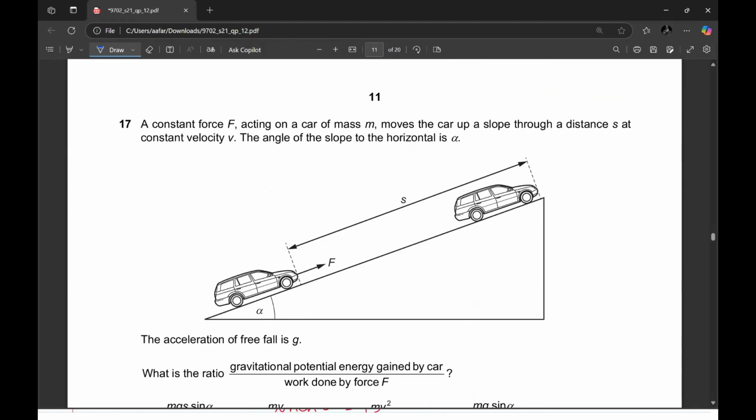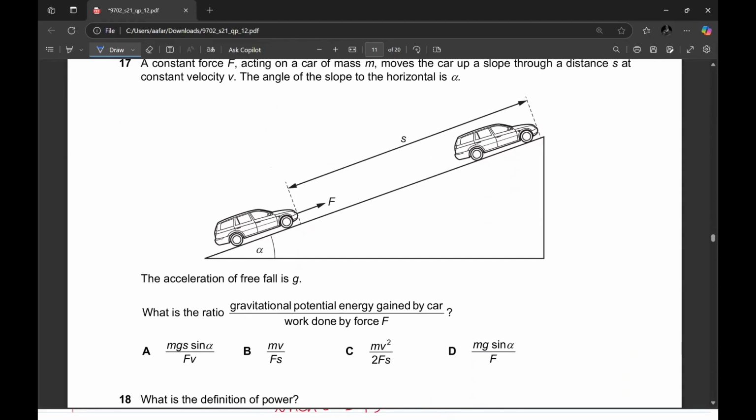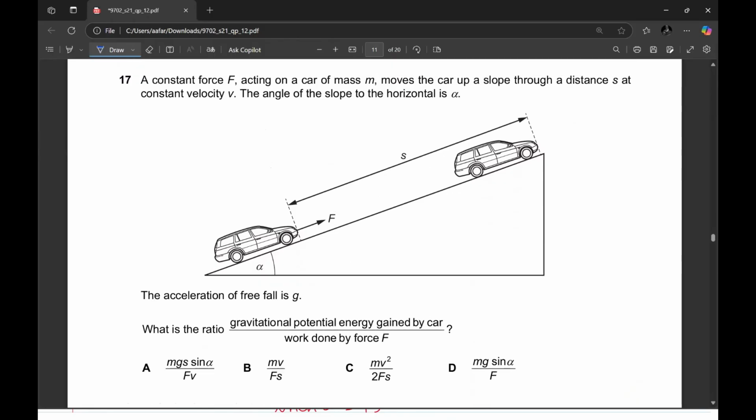The constant force F acting on a car of mass m moves the car up a slope a distance s at constant velocity. The angle of the slope to the horizontal is alpha. Acceleration of free fall is g. What is the ratio of gravitational potential energy gained by the car to work done by force F?